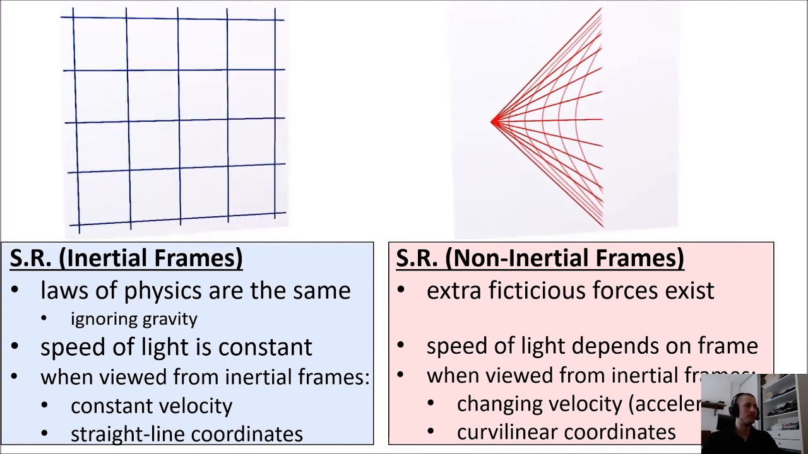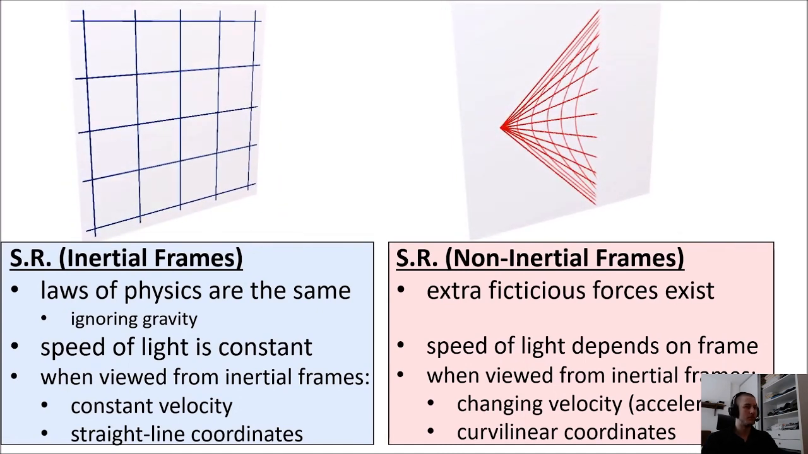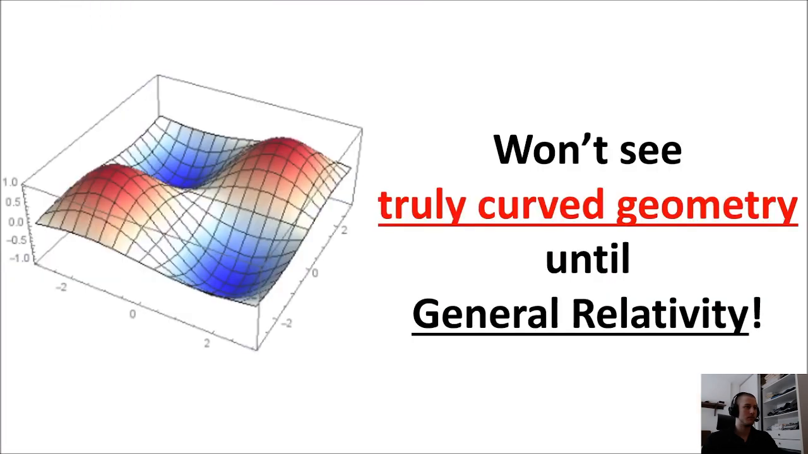On the left, we have a straight-line coordinate system drawn on a flat surface, and on the right, we have a curvilinear coordinate system drawn on a flat surface. Both coordinate systems describe flat geometry. We won't see truly curved geometry until we get to general relativity.